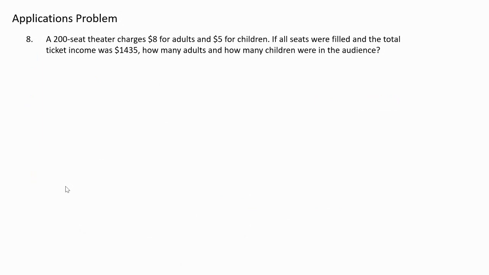Okay, it states a 200-seat theater charges $8 for adults and $5 for children. If all seats were filled and the total ticket income was $1,435, how many adults and how many children were in the audience?